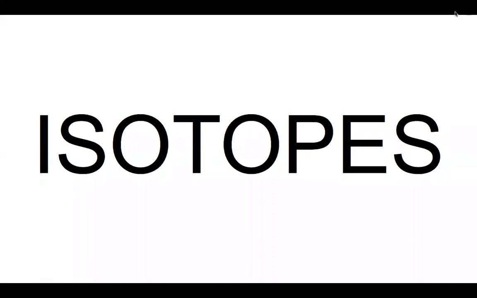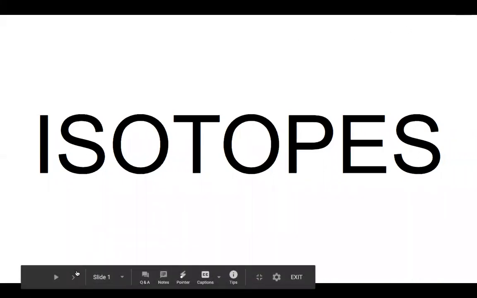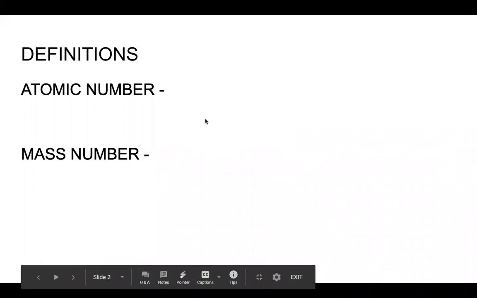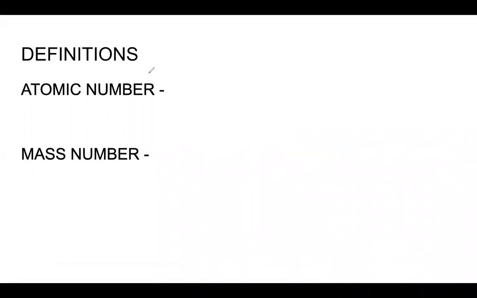This lesson is on isotopes, and this will be just a basic overview of isotopes. So we're going to start out with some definitions. Atomic number is represented by a capital Z. And that might seem a strange letter to use to represent atomic number. Z is from Zahl, Z-A-H-L, which means number in German.